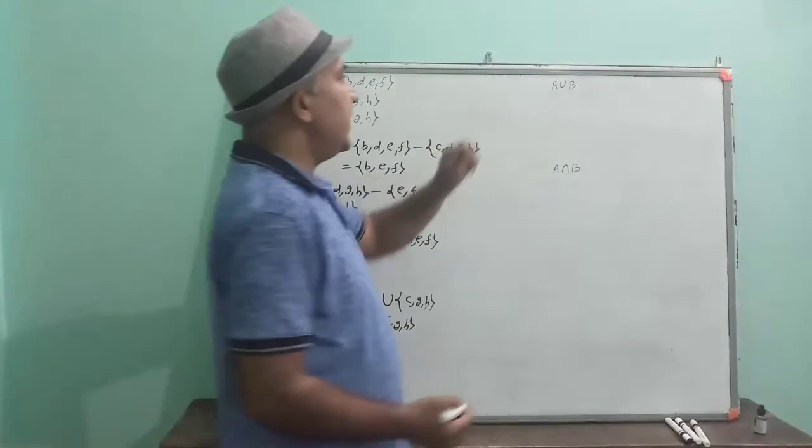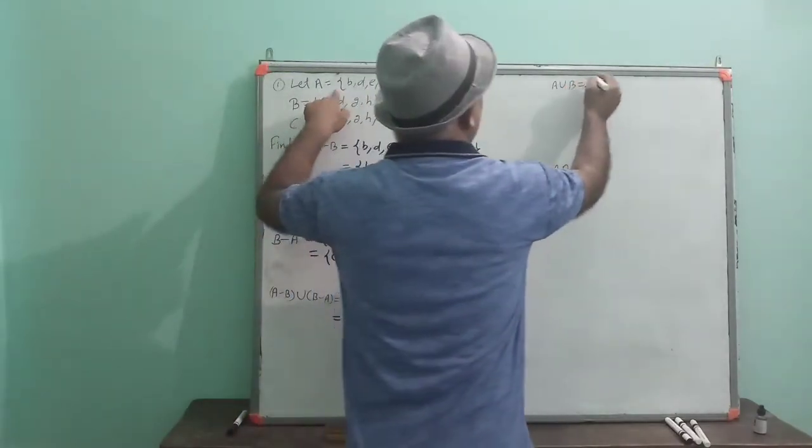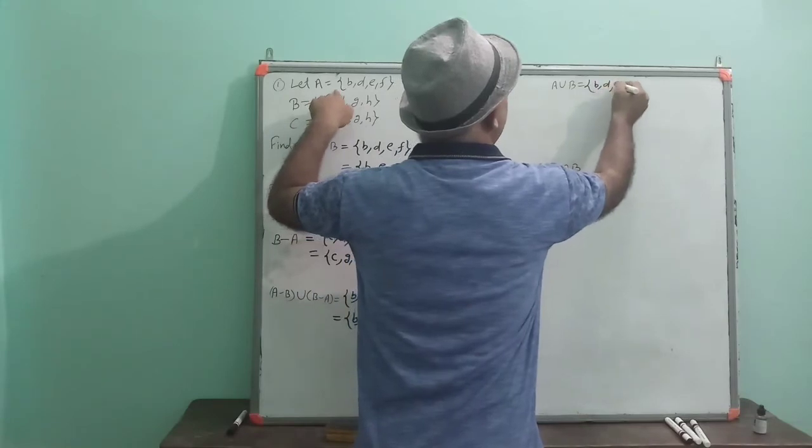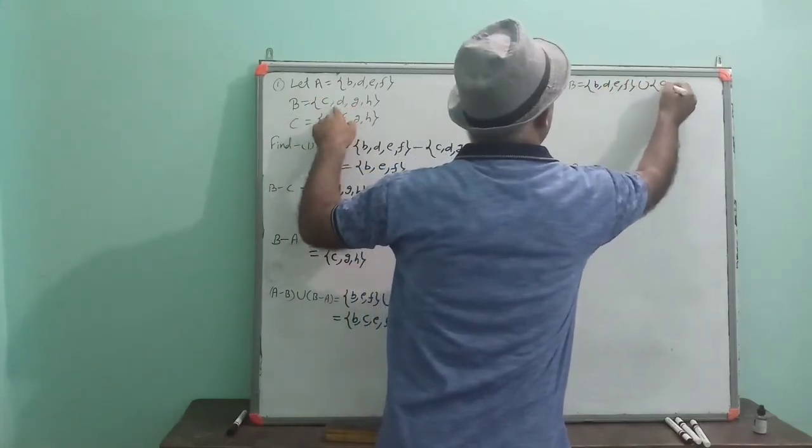Okay? Now see A union B. A union B means all the elements of A union all the elements of B.